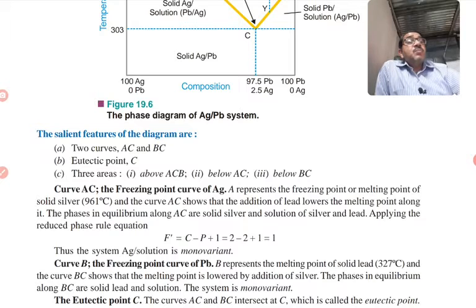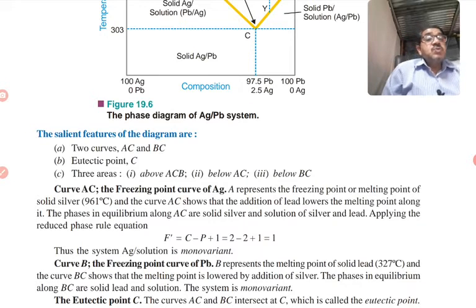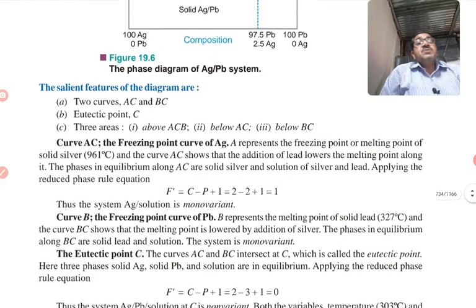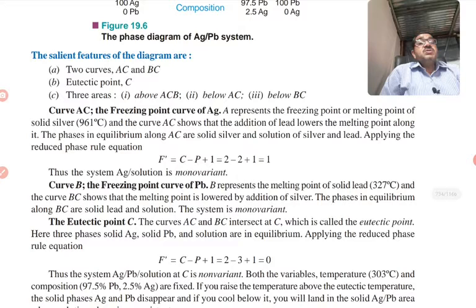A represents the freezing point or melting point of solid silver, which is 961 degrees centigrade, and the curve AC shows that the addition of lead lowers the melting point along it. The phases in equilibrium along AC are solid silver and solution of silver and lead. Applying the reduced phase rule equation, f dash is equal to C minus P plus 1, that gives 2 minus 2 plus 1 is equal to 1. Thus the system Ag solution is monovariant.